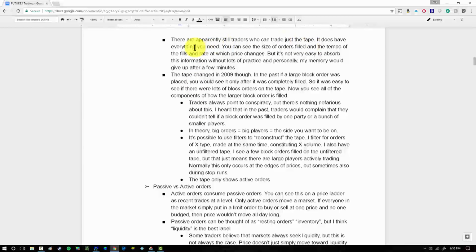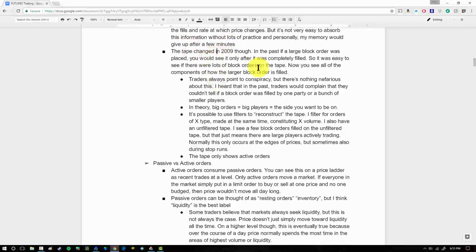It does have technically everything you need. You can see the size of the orders filled and the tempo of the fills and the rate at which price changes, but it's not very easy to absorb this information without lots of practice, and personally my memory would give up after a few minutes of that. I'll also say that the tape changed in 2009.